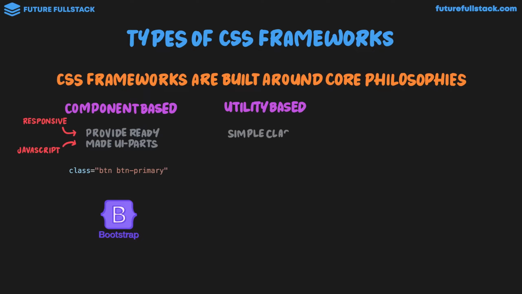Utilities are simple classes for styling. You can see an example of a utility here, MB-8. This stands for margin bottom, and the number 8 represents a particular rem value. And for margin bottom, the values would be MB1, 2, 3, 4, 5, 6, 7, 8, etc., where each number represents a rem value which is provided in the documentation of the framework. A very popular utility-based framework is Tailwind CSS, which we'll also be building a mini project with after Bootstrap.